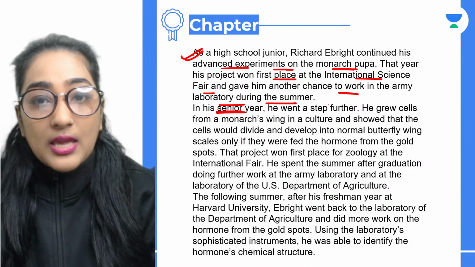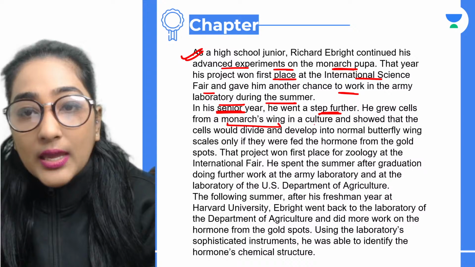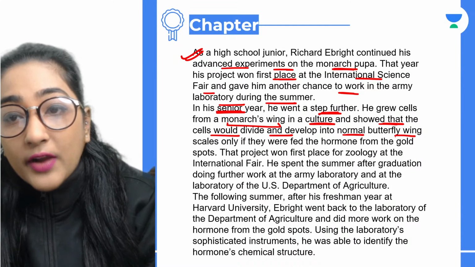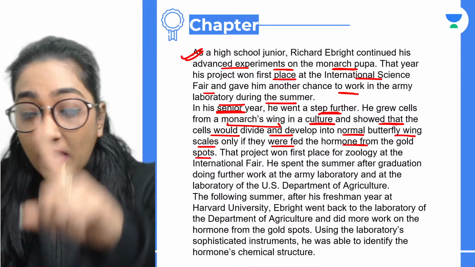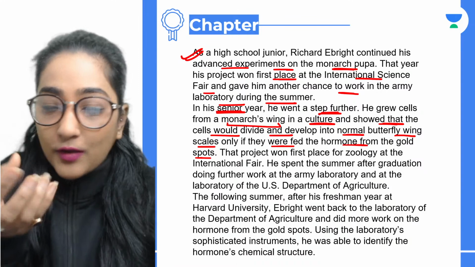He grew cells from a monarch's wing in a culture and showed that the cells would divide and develop into normal butterfly wing scales only if they were fed the hormone from the gold spots. Very important guys. What happened? Pehle toh usko pata chal gaya ki woh gold spots kis liye hain, ki ek hormone release ho raha hai jisse ki butterfly mein conversion ho raha hai.